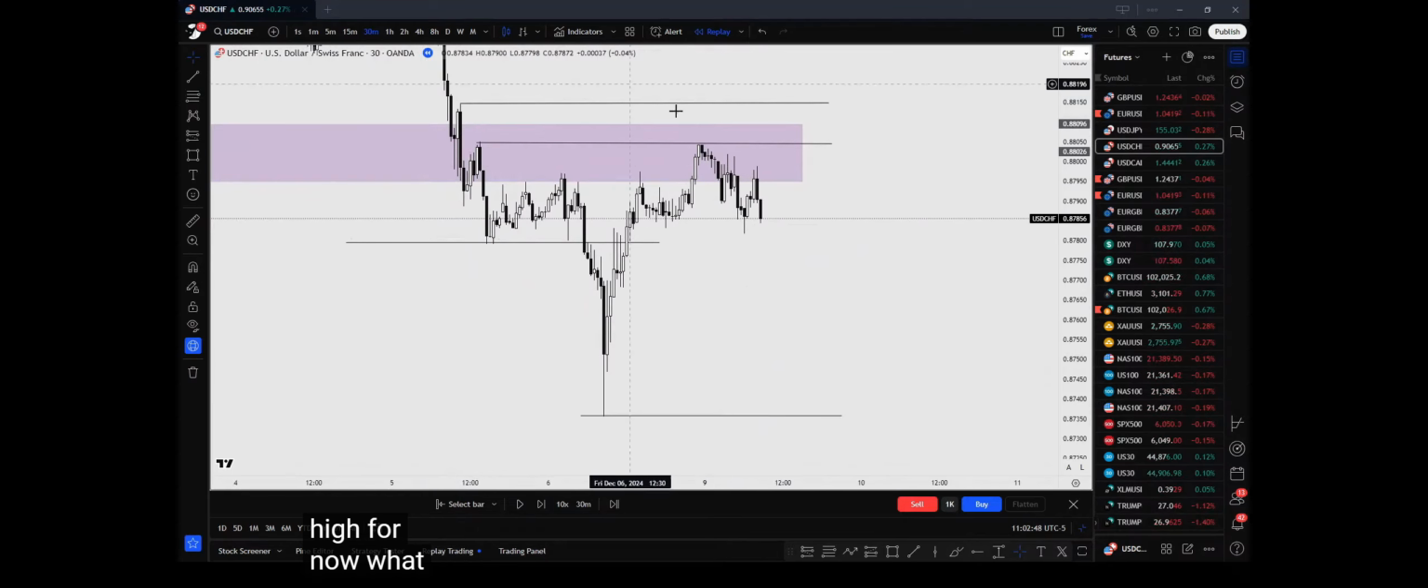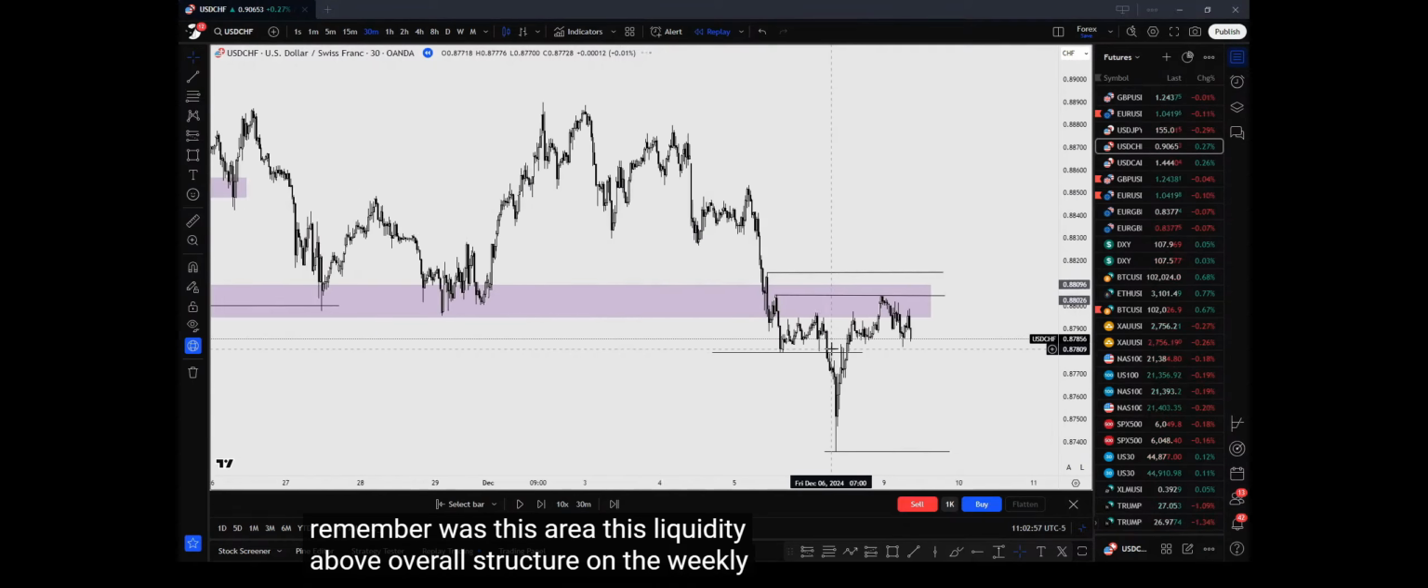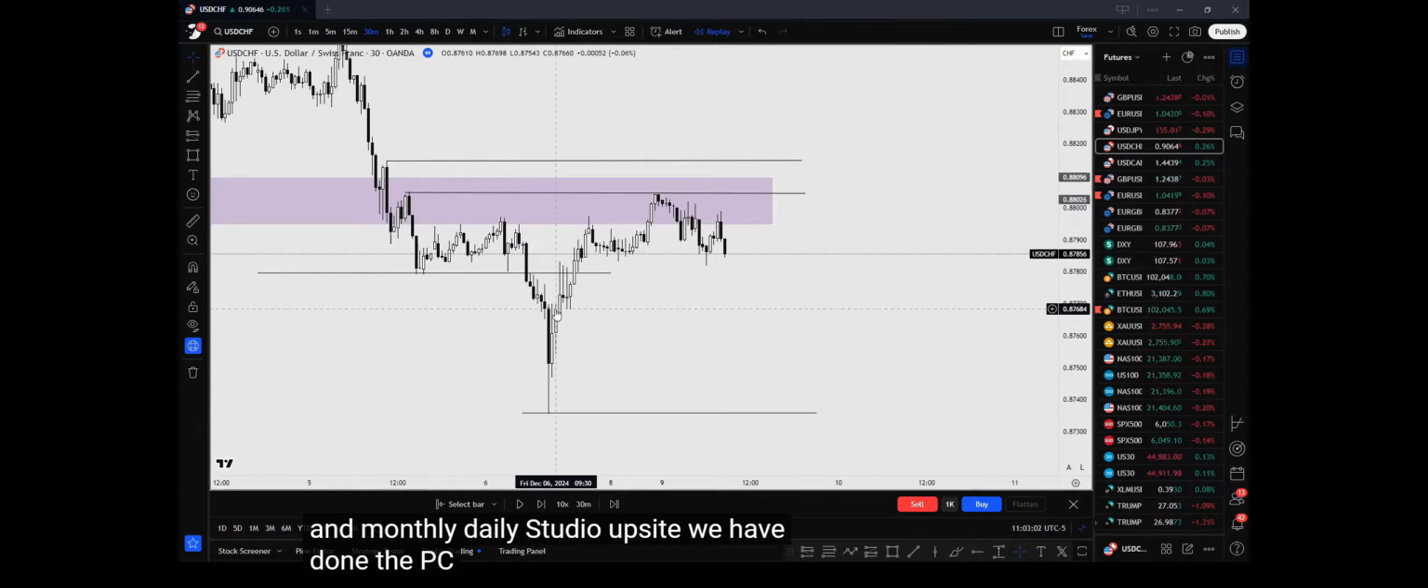For now, what my eyes were seeing, as far as I remember, was this area, this liquidity above. Overall structure on the weekly and monthly daily is to the upside. We have done the PC below. We're going up.